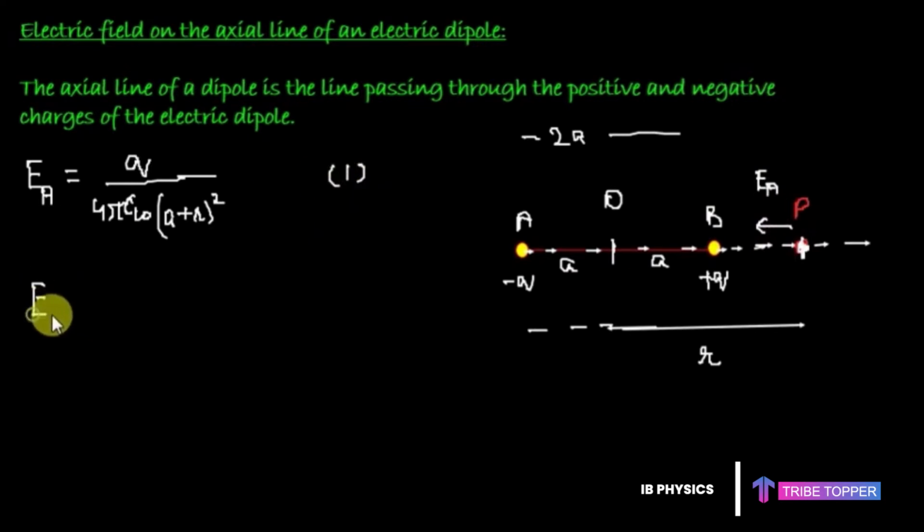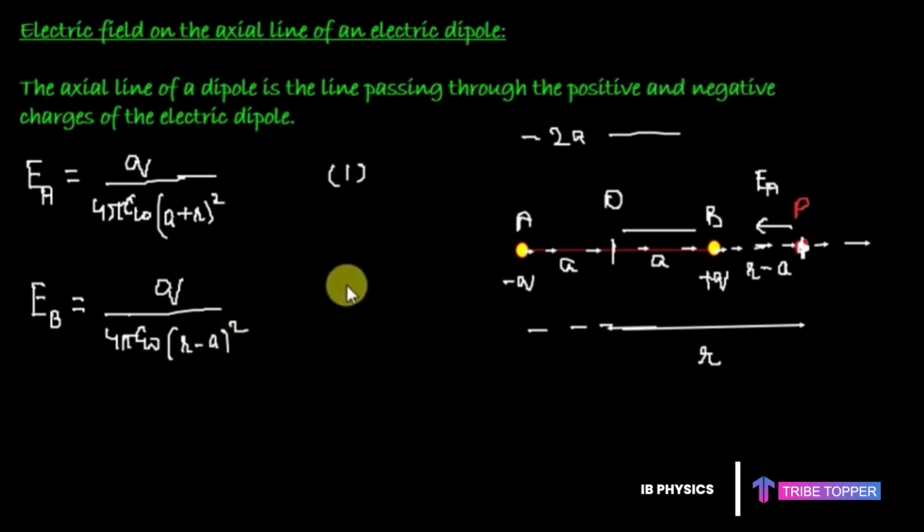And what is EB? Because the magnitude of charge is same, that would be Q upon 4 pi epsilon naught r square, but r this time will be the distance of the point P from B. So that is r minus a, because out of the total distance I have to subtract this distance. So this distance would be just r minus a, so r minus a whole square. So I have these two equations, and this field on the point P due to the plus charge will be acting towards right, because the field due to a positive charge is directed away from the charge. So EA is towards left and EB is towards right.